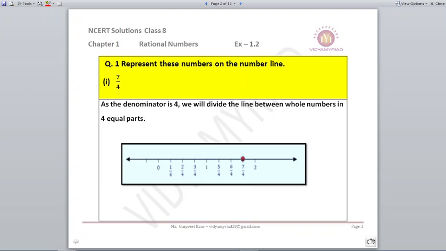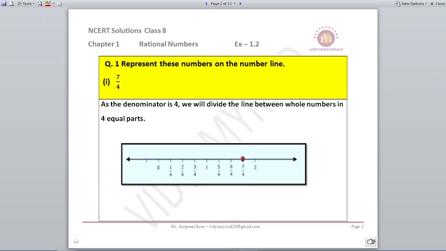Now how to make a number line? You already know how to make a number line of integers. Now we have a rational number. Simple thing is, look at its denominator. Whatever number we have in the denominator, we will make that many equal parts between the different whole numbers or the integers. Like we mark 0, 1, 2, 3, 4 like that. So 0 and 1, 1 and 2, in between them we will make 4 equal parts.